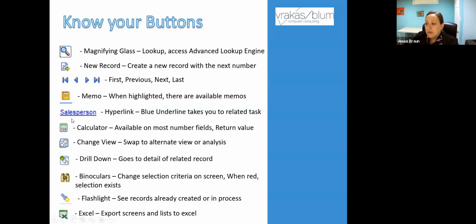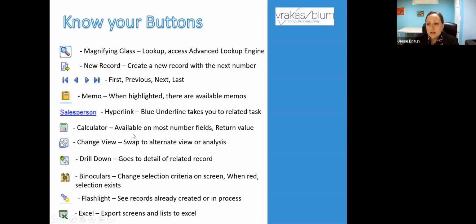Our hyperlink button. I used salesperson as an example, but anywhere in the system you see a blue highlighted field with an underline, it's a hyperlink to a related task. In this case, this would be to our salesperson maintenance. And when you click that record, it's going to take you out to the salesperson record and show you information about that, whether it's the address information or the commission percentage or whatever that you have set up for that salesperson. We've got our calculator button.